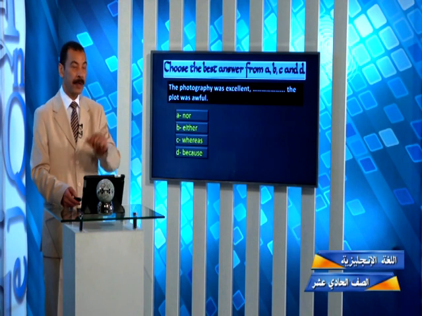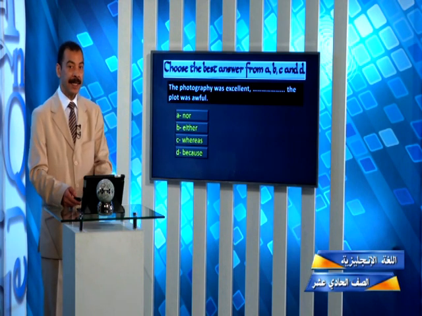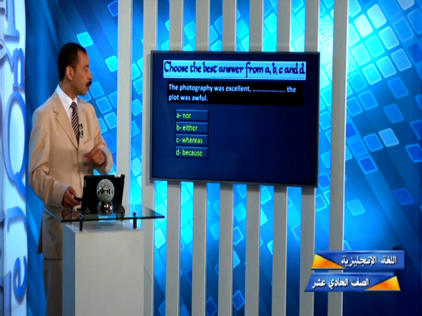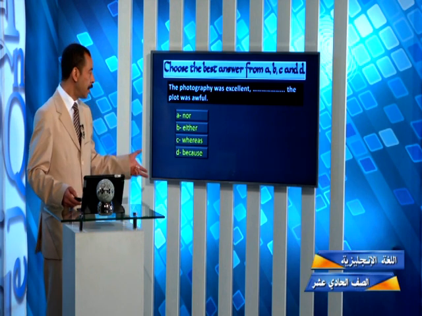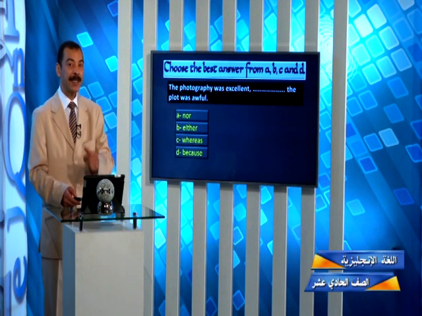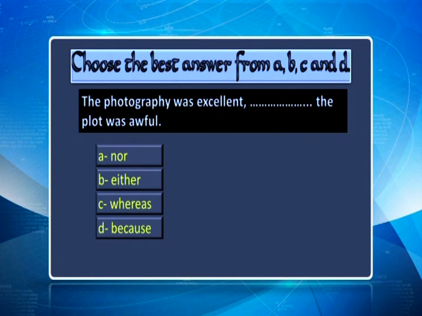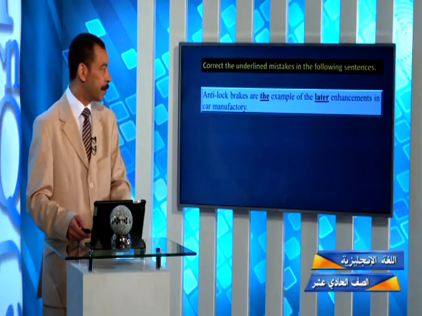Again, here we have two opposite ideas. The photography was excellent, but the plot was awful. So which word of these has this meaning of but? Is it nor, either, whereas, or because? Excellent. It's whereas. Whereas the plot was awful. You see that if you have a general idea about the sentences, their relationship, then your choice will be easy.